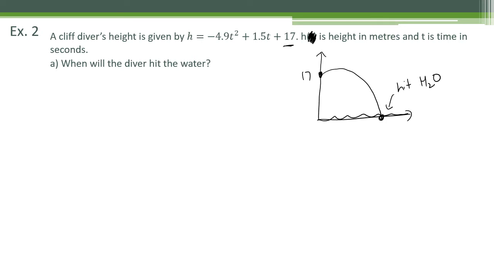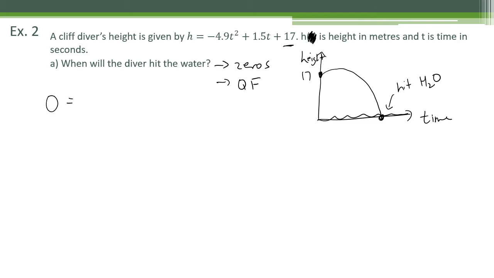That is a 0, which means we are looking for the zeros. How do I get the zeros? Quadratic formula. So that means the height is 0, right? Because that's height, and that's time. That's height. So we're looking for our zeros when it hits the water.